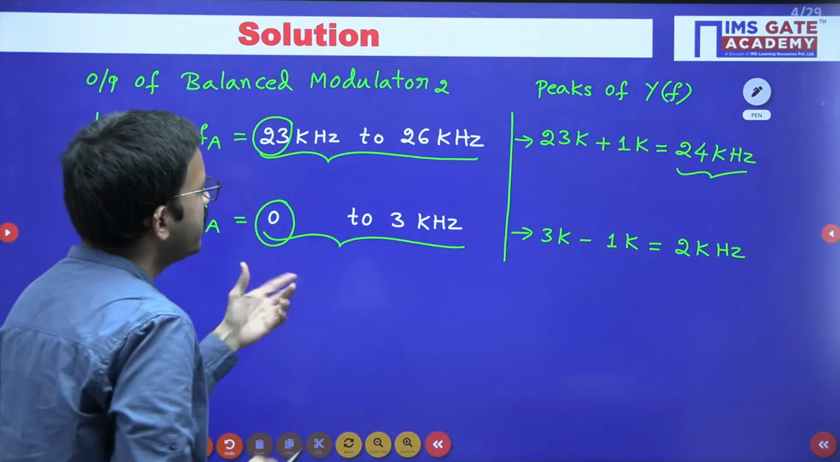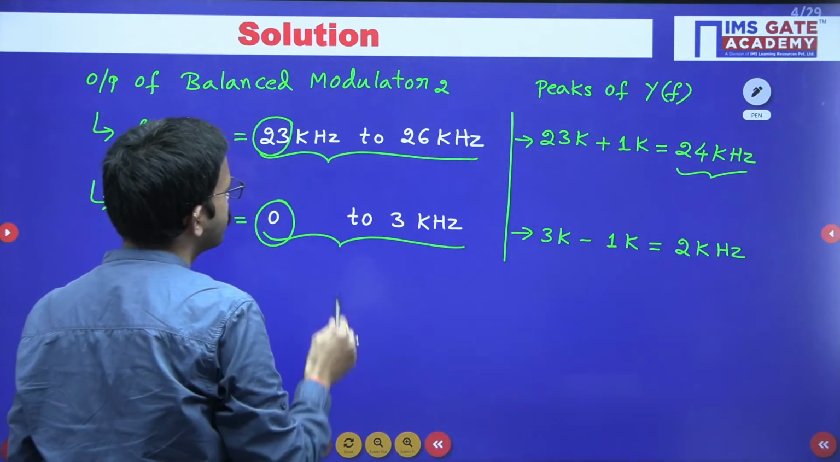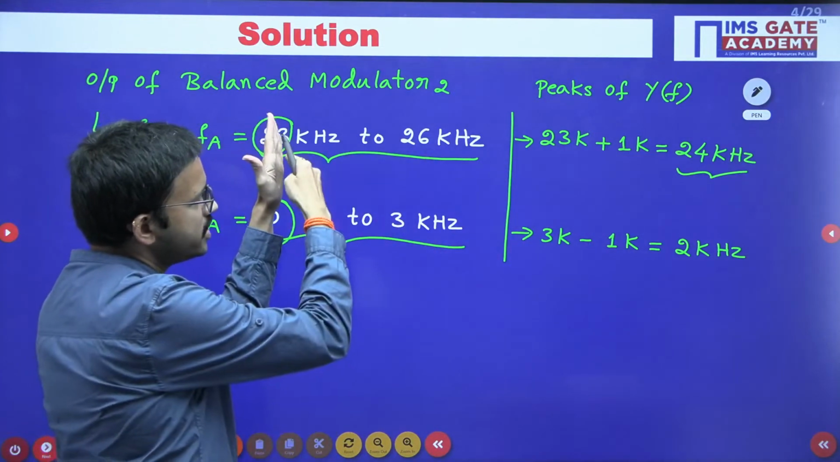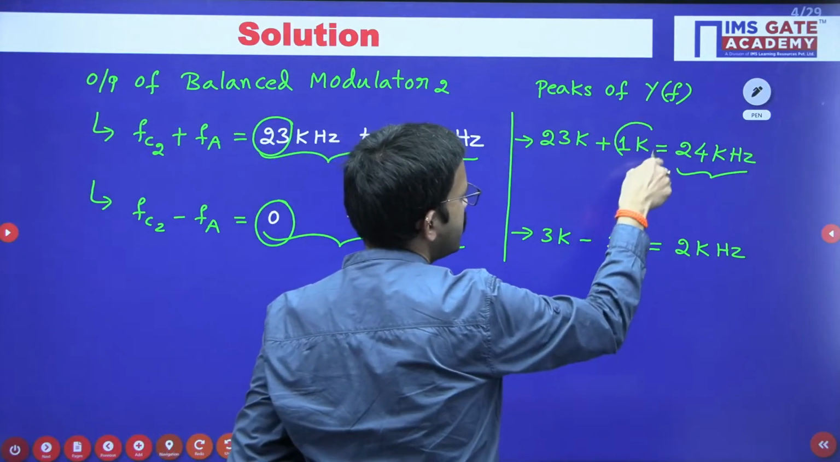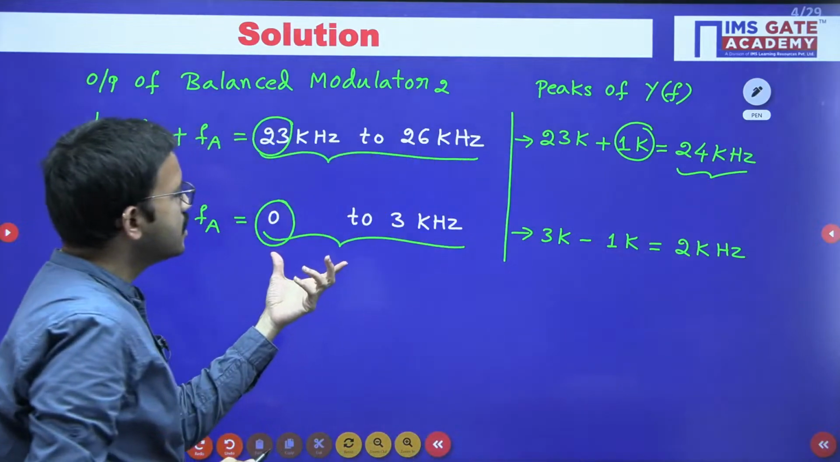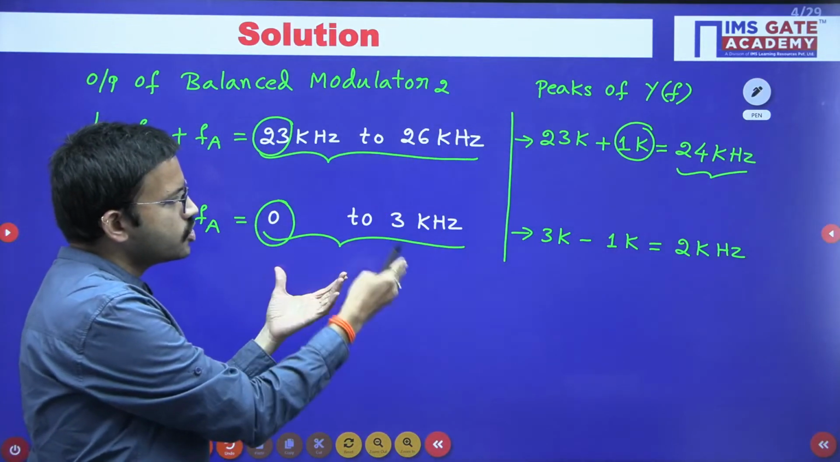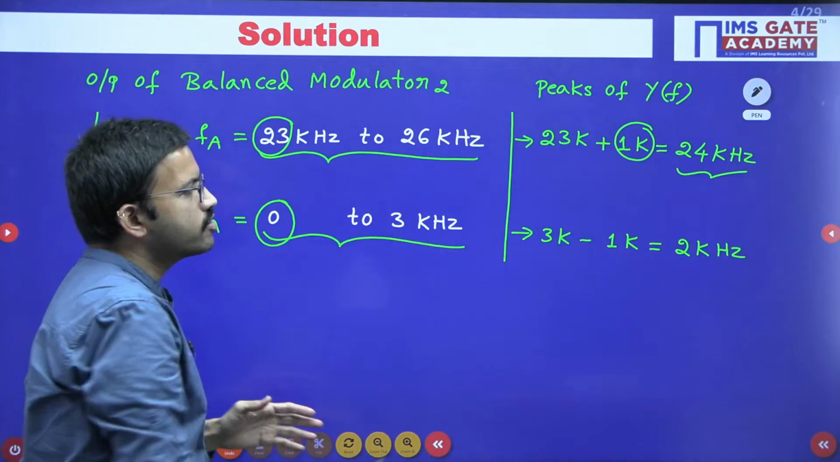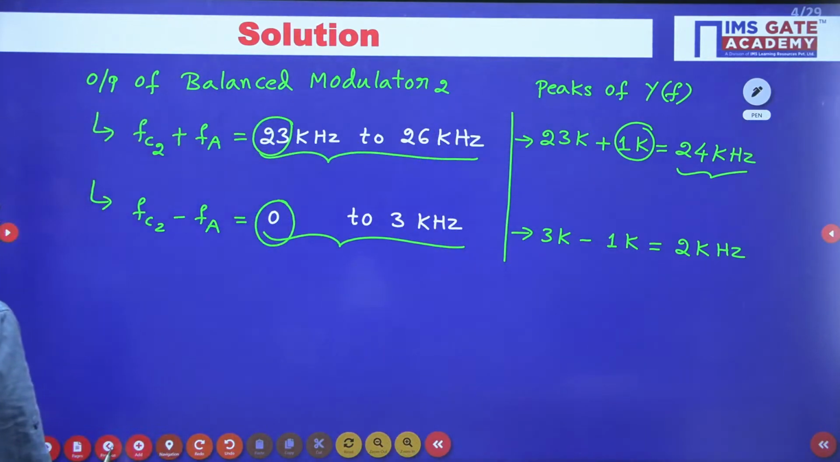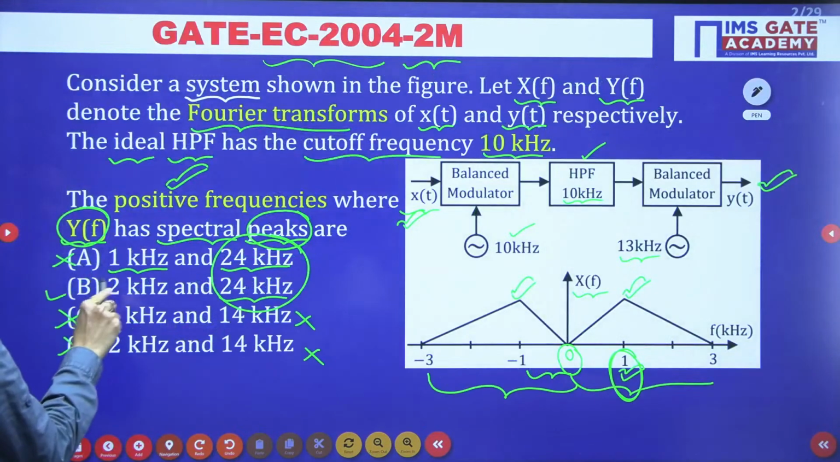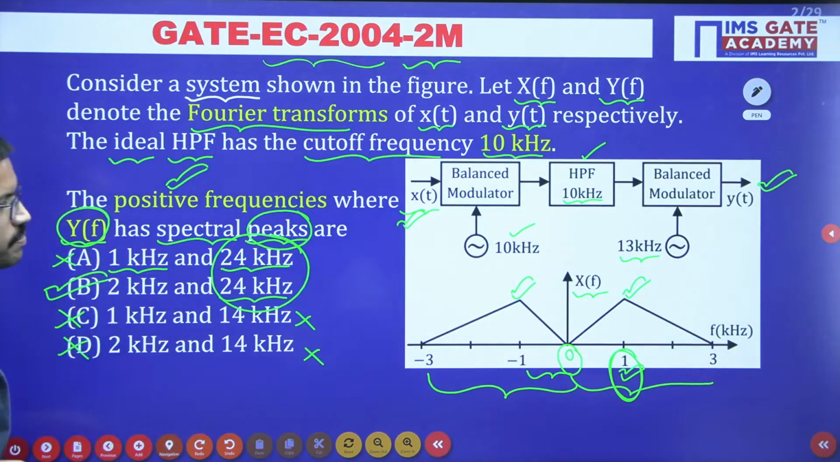So here you are having two bands of frequencies. One band of frequency starting from 23 and up to 26, there we have to add 1. 23 plus 1, that is 24. And here you are having a band of frequencies 0 to 3K, so from 3K you have to subtract 1K. So from there you will get 2K. So for this question, the correct answer is option B.